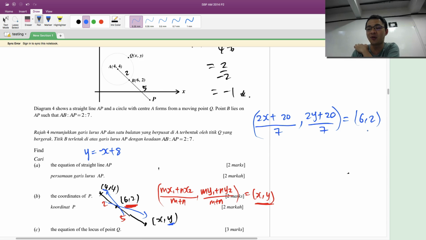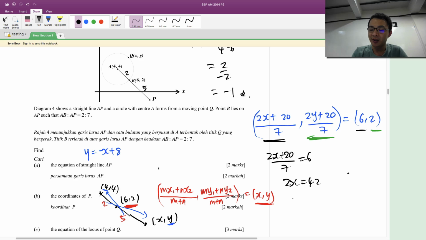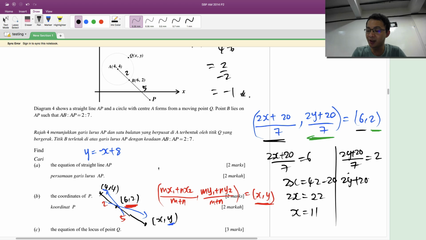Alright, so just solve this one. When you solve this, you compare x with the x, and y with the y. So I will say (2x plus 20) over 7 equals to 6. 2x equals to 42, then minus 20, so 2x equals to 22, x equals to 11. Then we do the same thing for y: (2y plus 20) over 7 equals to 2. So 2y plus 20 equals to 14, so 2y equals to negative 6, and y is negative 3.